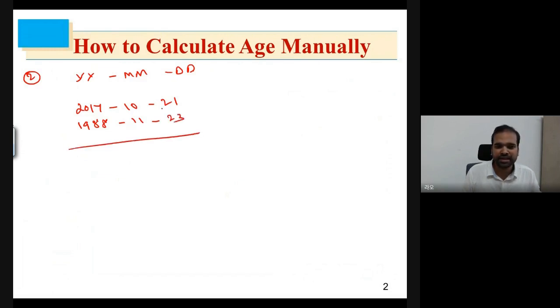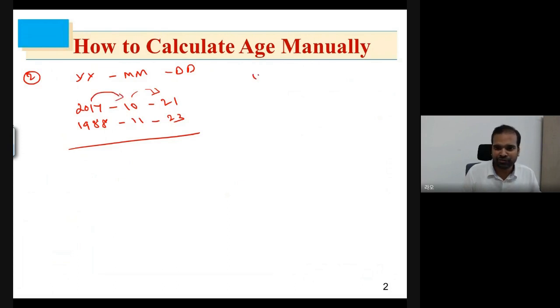Now see here, 21 is the lower value compared to 23. So you need to borrow from months. Yes or no? Yes. Now 10 is the lower value compared to 11. That means we need to borrow from year to month.